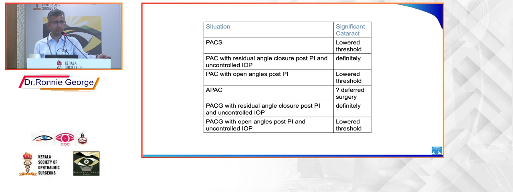So to summarize, you have multiple situations. With PSCS, you have a lower threshold for cataract. With PSC, with residual angle closure post-PI and uncontrolled intraocular pressure, instead of doing a trab alone, combine with a cataract surgery. With PSC with open angles post-LPI, if your pressures are controlled, you can go ahead with a trab alone, but you have a lower threshold for a cataract. Acute primary angle closure, the best option is probably deferred cataract surgery. Consider doing a trab alone if you're struggling to control it. PSCG with residual angle closure post-PI and uncontrolled intraocular pressure, definitely combine your trab with a cataract surgery. And PSCG with open angles post-LPI and uncontrolled IOP, if you're on 2 drugs, do only a trab. If you're on more than 2 drugs, maybe a slightly lower threshold for cataract surgery.